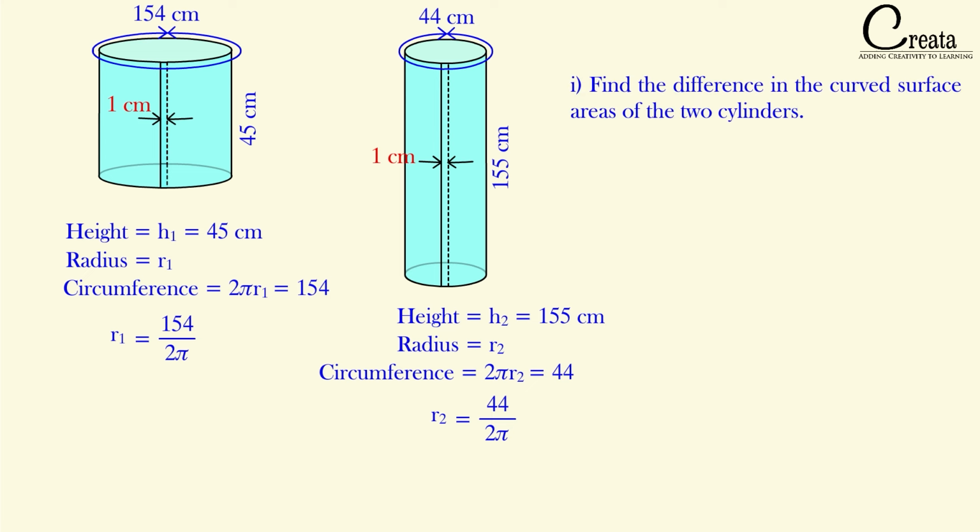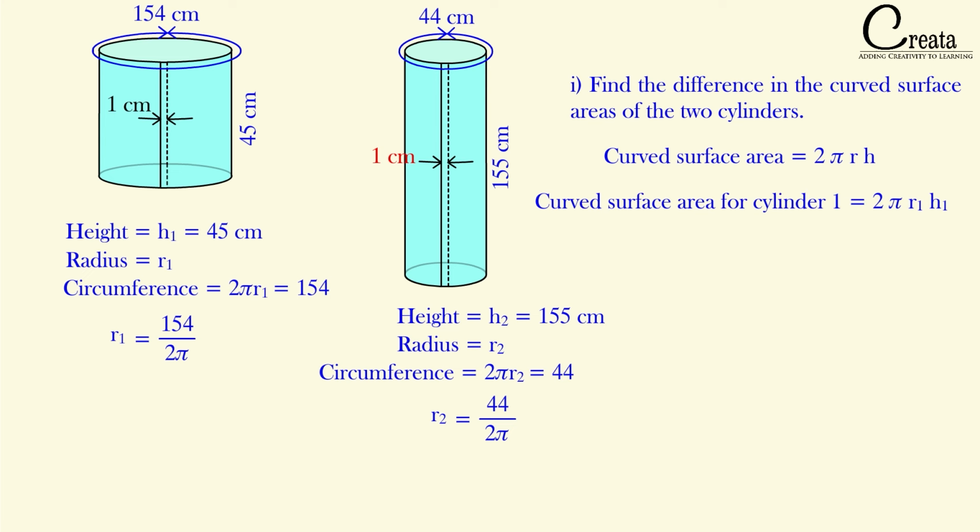And in the first part, we have to find the difference in the curved surface area of both the cylinders. What is the curved surface area? This portion is the curved surface area. We are not calculating the area of the two ends of the cylinder, only the curved portion of the cylinder we are calculating. That is the curved surface area. And what is the formula of curved surface area? It is 2 pi r into h. The curved surface area for the first cylinder will be 2 pi r1 h1. r1 is the radius and h1 is the height of the first cylinder.